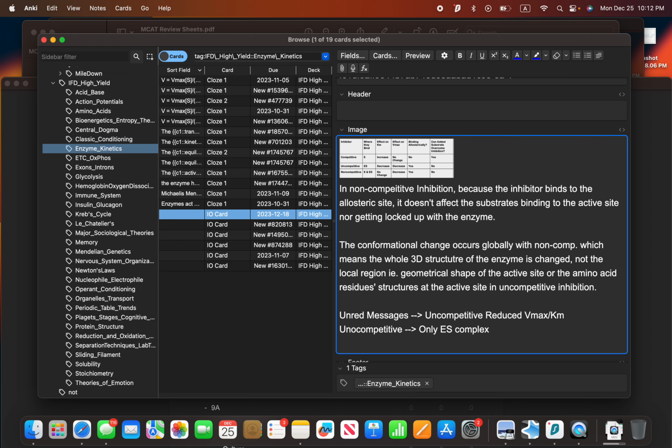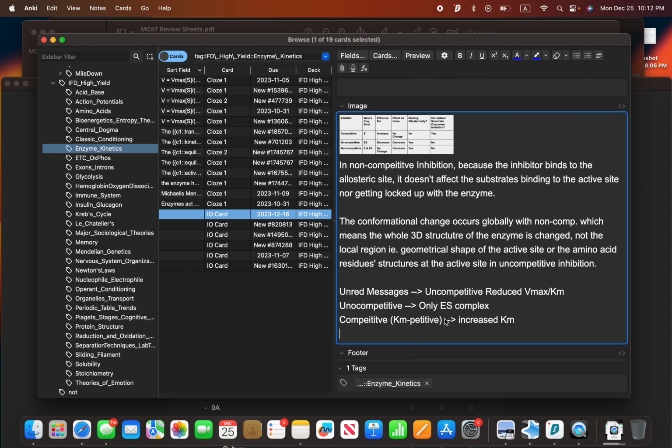Also competitive, KM competitive, which is increased KM. Under KM competitive, it means reduce.